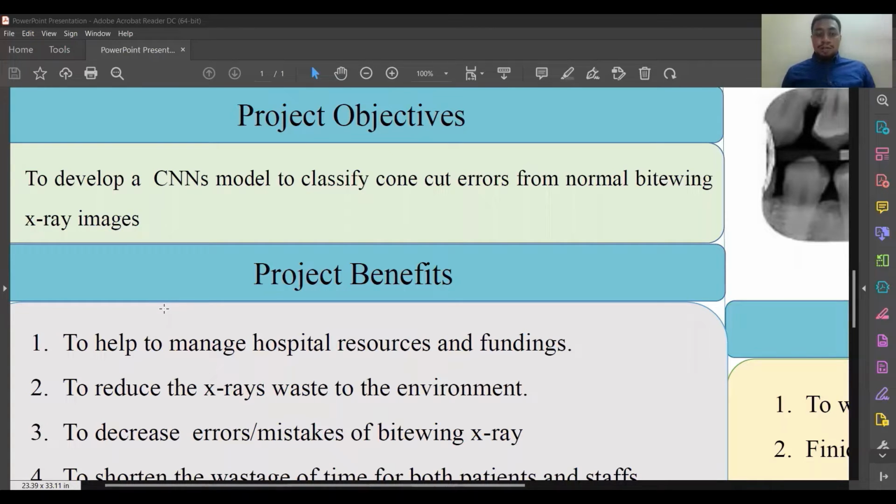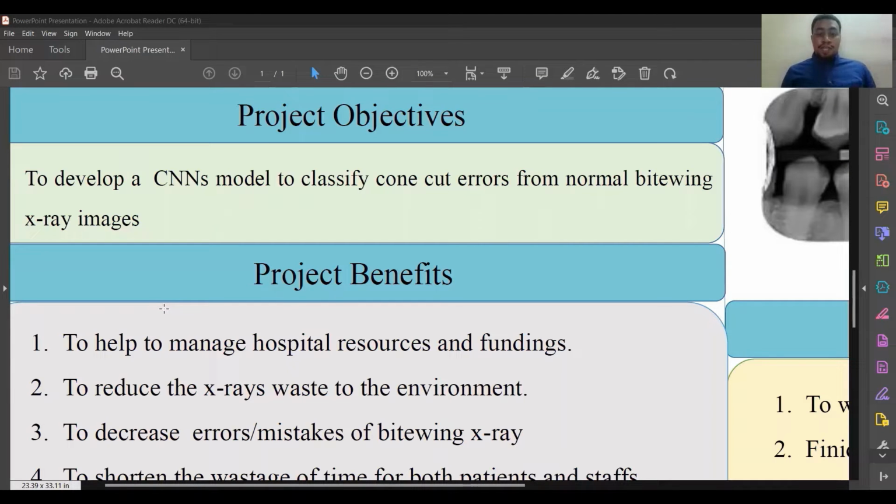So for the objectives of this project, it is to develop a convolutional neural network model to classify cone cut errors from normal Bitewing X-ray images, which means that our data will be based on X-ray images, and then we will take them and do a classification between the good X-ray images and the bad ones.